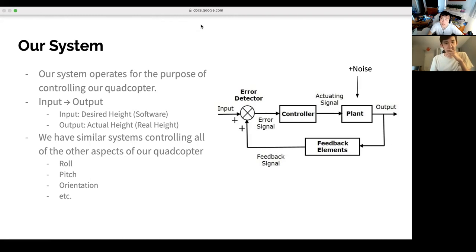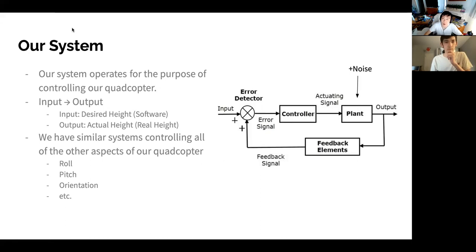And the output would be the reading of the height, so the real actual height that's measured by the quadcopter. And we have similar feedback loops controlling all the different aspects of our quad. So we'll have to be able to control the roll, or like the tilt, and pitch and orientation and yaw and all of these different other aspects during flight. And the next slide will actually talk... Oh, I guess, okay, let's talk about the image on the right.